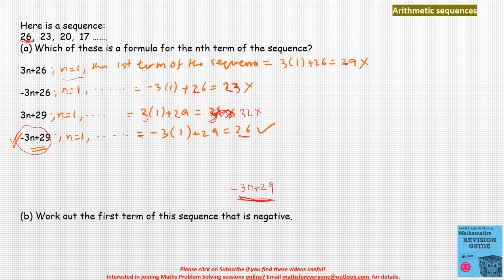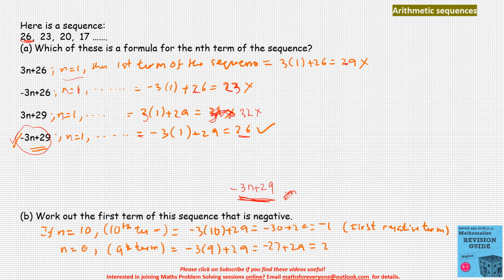If I put n equals 9, I get minus 27 plus 29. So that's what I have written here. If n equals 10, then your 10th term is 29 minus 30, you get minus 1. That's your first negative term. And if n equals 9, then the ninth term, we get minus 3 times 9 plus 29, so minus 27, that is 2, that is positive. So that is not correct. So if n equals 10, that is your answer.